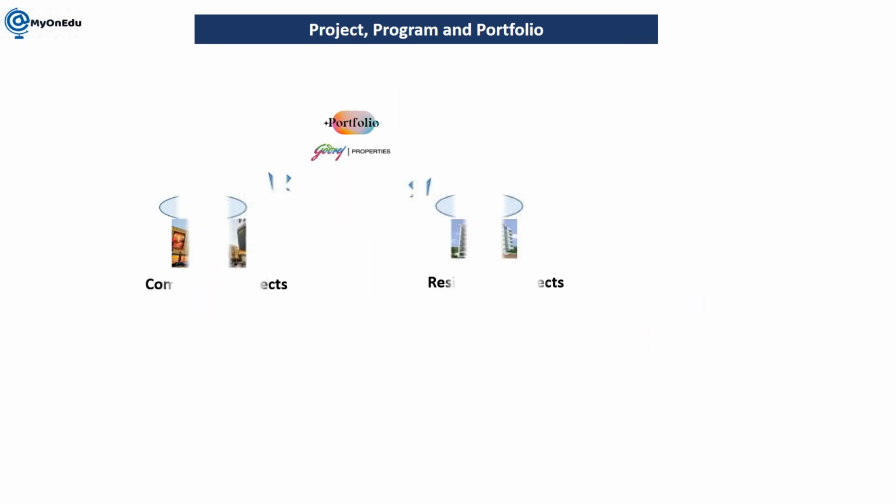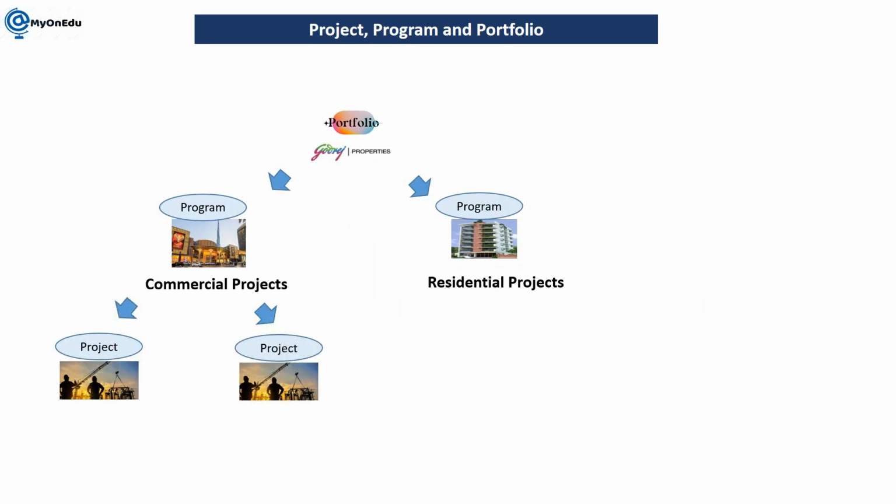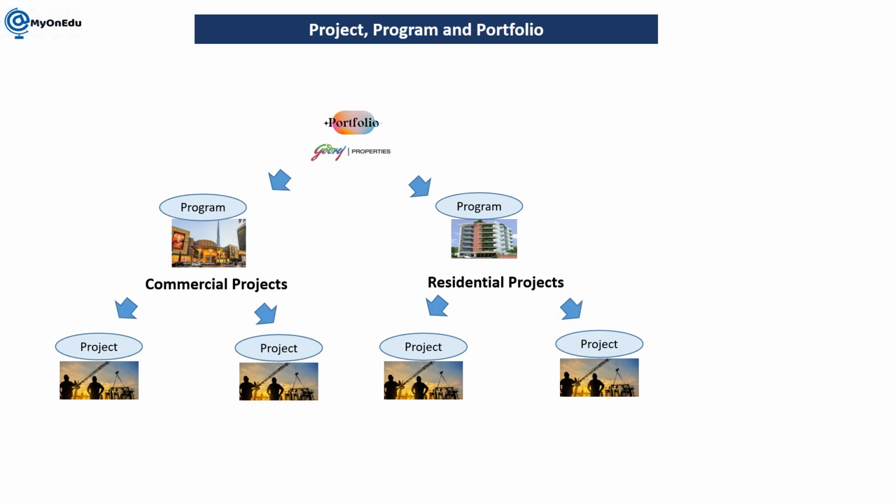So here for the project, program and portfolio. What is a program, what is a project, so let us understand here. Portfolio, basically, is a group of programs and projects. For example, Godrej Properties, real estate, this is one portfolio. Godrej Electronics, this is another portfolio. So the Godrej portfolio has multiple programs and projects within it.